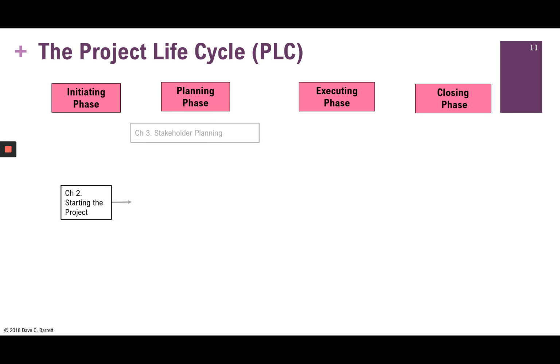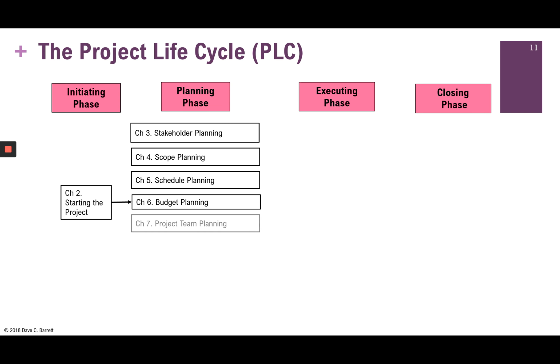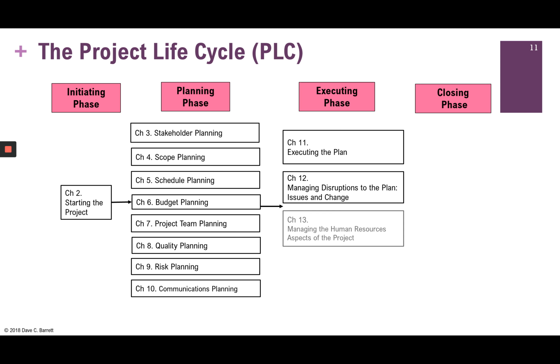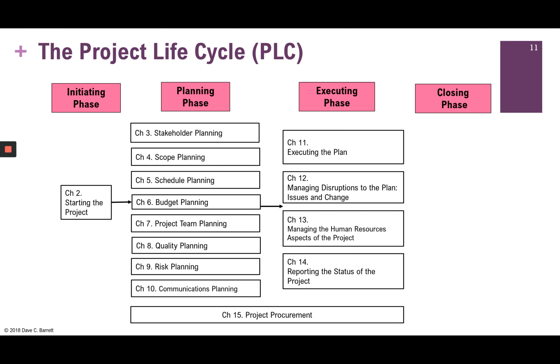The textbook is organized according to the project life cycle. So you can see there's one chapter dedicated to initiating, a number that are dedicated to planning. We have a few that are dedicated to executing, and we have one that's dedicated to closing. There's also a special chapter 15 on project procurement that spans a few phases, so it's shown at the bottom. Your course may cover all or some of these chapters.